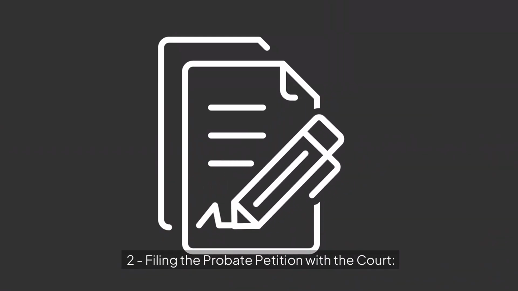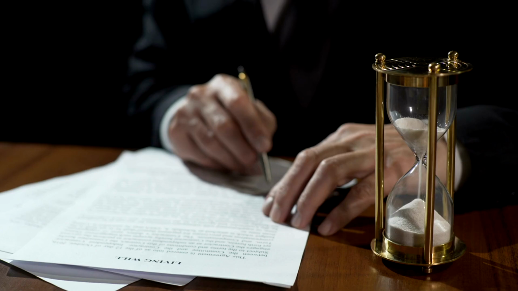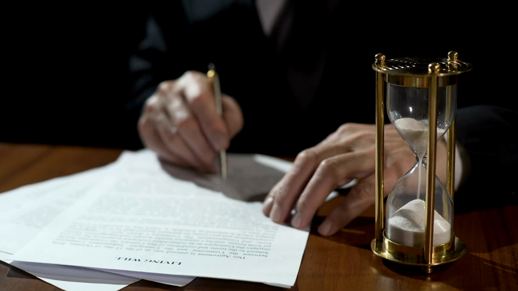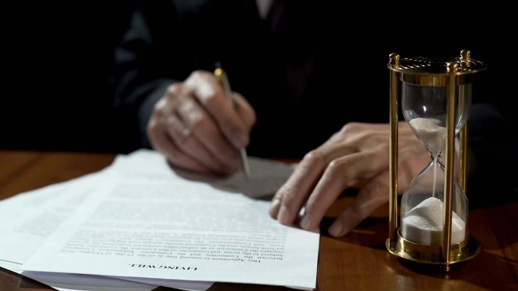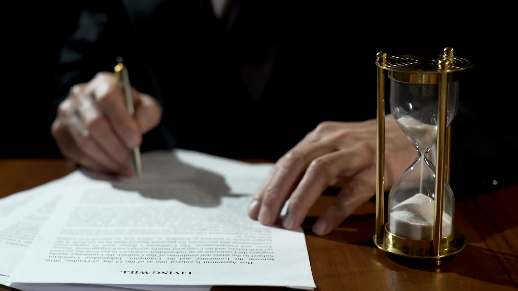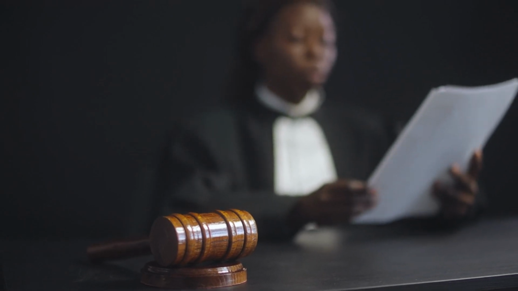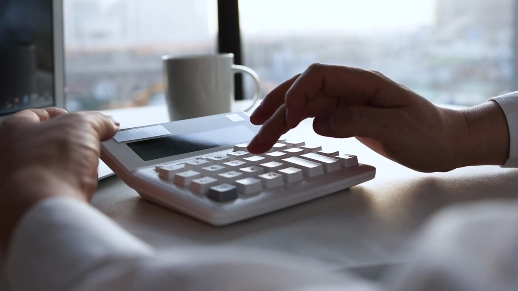2. Filing the probate petition with the court. Once the probate petition is prepared, it must be filed with the probate court in the county where the deceased individual resided at the time of their death. The court will review the petition to ensure that it meets all legal requirements before proceeding with the probate process.